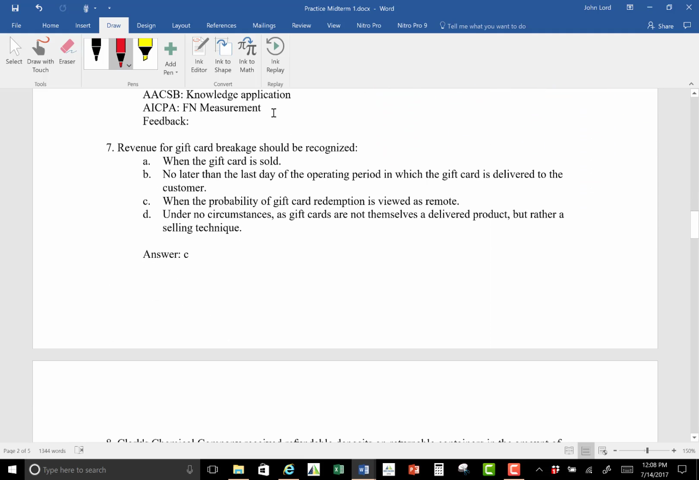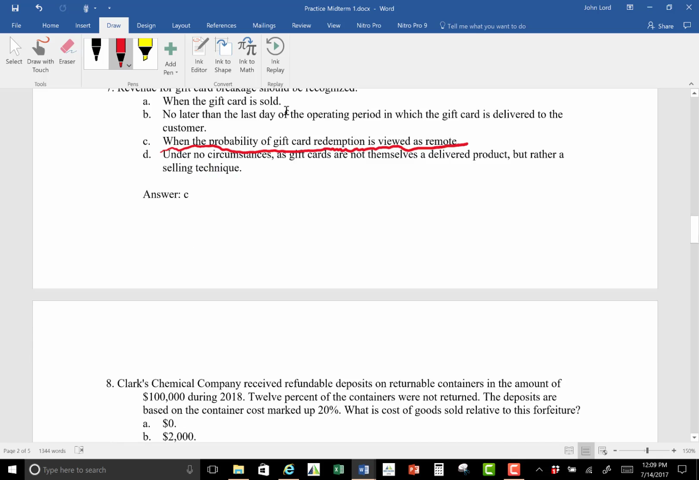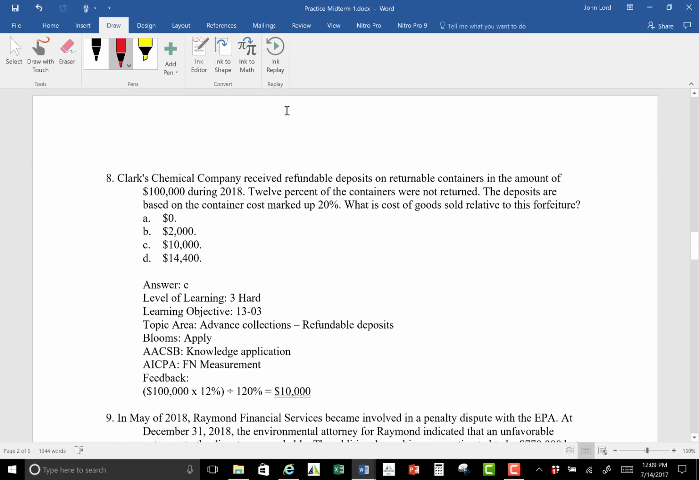Okay. Revenue from gift card breakage would be recognized when what? This is kind of a redundant question because if it's breakage, that by definition means that the probability of collecting is remote. That's kind of redundant. I mean, that's what breakage means, but anyway. Okay, good.